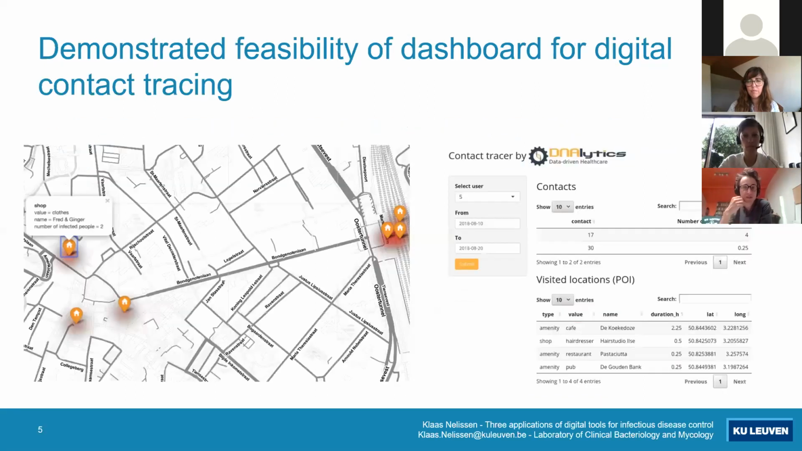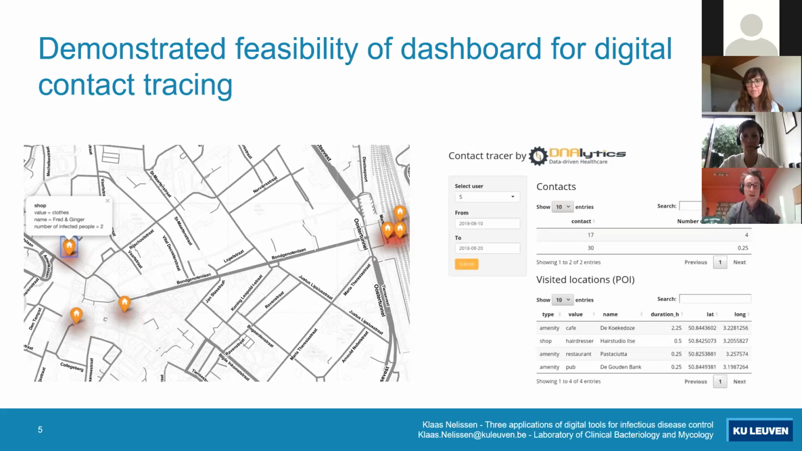So throughout this process, we demonstrated the feasibility of a dashboard for contact tracers, which would make their work more efficient and effective. Here on the left, for example, you see a map of the city of Leuven where hotspots are indicated, where 2 or more people who tested positive have been in the past 2 weeks. And on the right, you see the dashboard as it was developed by one of our business partners, where a contact tracer can select a user and then get an overview of other users this person has been in contact with, and a ranking of recently visited locations, which might require further investigation. So this is a centralized system.